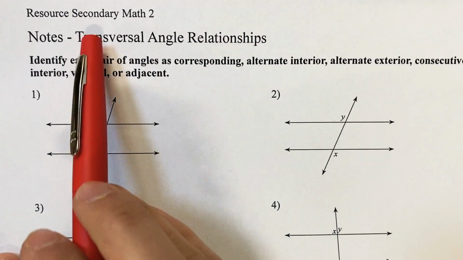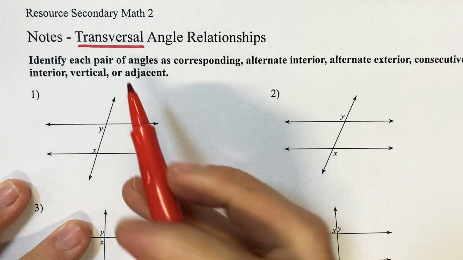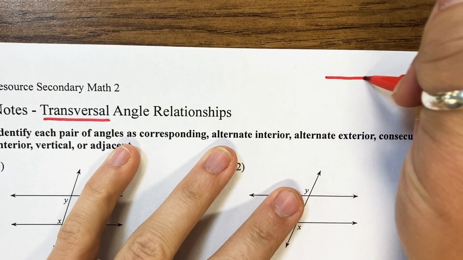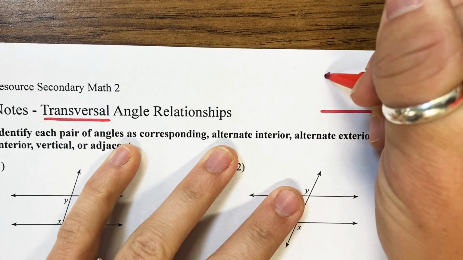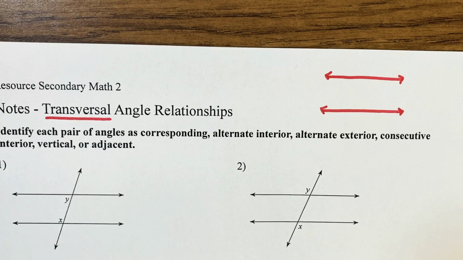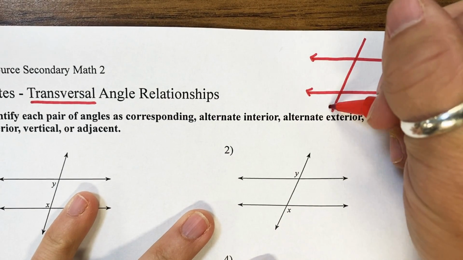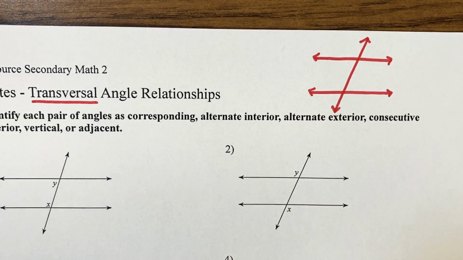Okay, so we are going to be talking about transversals. So let's go ahead and define what this word actually means. We are going to be dealing with 2 parallel lines. Remember, parallel means they are never going to cross. Well, the transversal is a line that goes down the middle of it, like that.